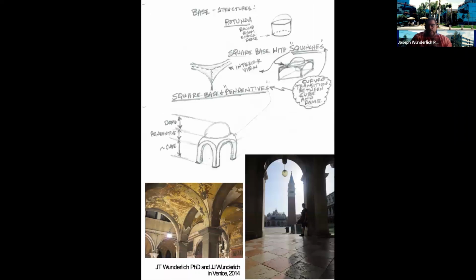So a couple more shapes here. Basically, the rotunda, a round room under the dome, and a square base with squinches. Those are the little things in the corners if you're putting a round dome on a square room. And then a square base and pendentives, curved transitions between the cube and the dome. I'm not going to quiz you on that stuff, but there are just some things that you want to think about.